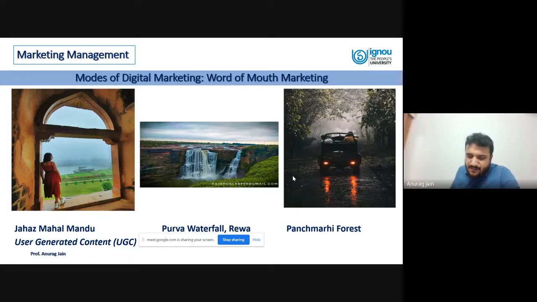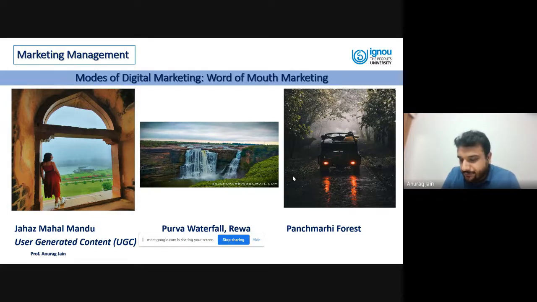Or the second possible way, maybe they just got a kind of experience, or they have been incentivized in a sense. No particular payment has been made to them, but they are encouraged to share something positive about the product, services, and experiences which they are having. One such example I have put here is about user generated content. And this is a part of one of the very popular campaigns of MP Tourism, which is known as Memories of Destination. And believe me, it is one of the most successful campaigns of MP Tourism.